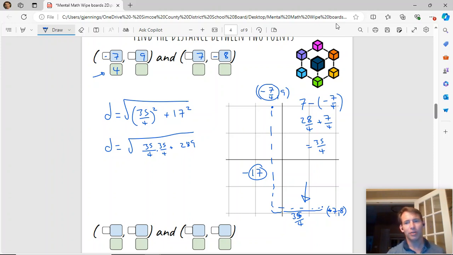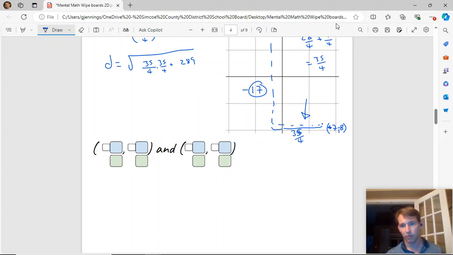And then anyway, 35 squared. Well, that's nasty. I happen to know it's 49 times 25. So 49 times 25, 1,225. But here's another way to do 35 times 35.